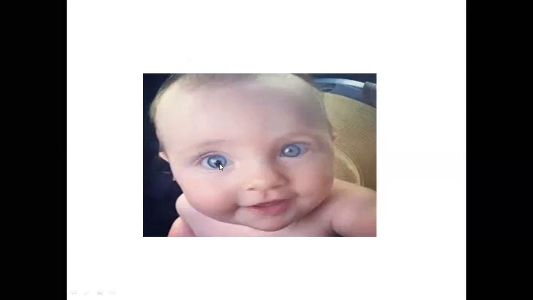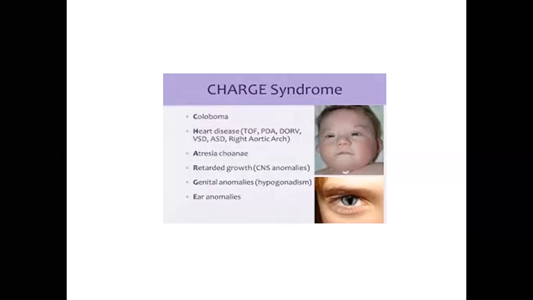Coloboma, a defect, coloboma of the eyes. Whenever you see coloboma, you should know about this syndrome. You should know some syndromes; they will ask you some common syndrome. So, CHARGE. What do you mean by CHARGE? That is C for coloboma, H for heart disease, A for atresia choanae, R for retarded growth, G for genital anomalies, and E for ear anomalies.